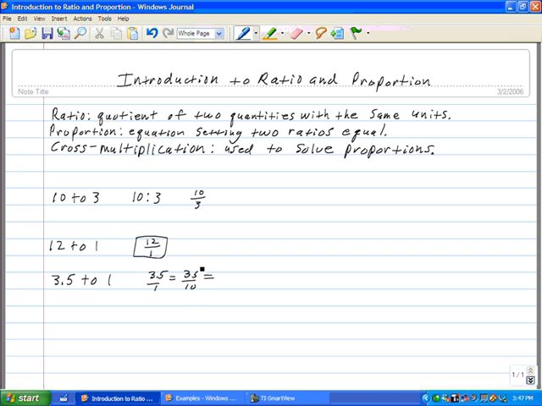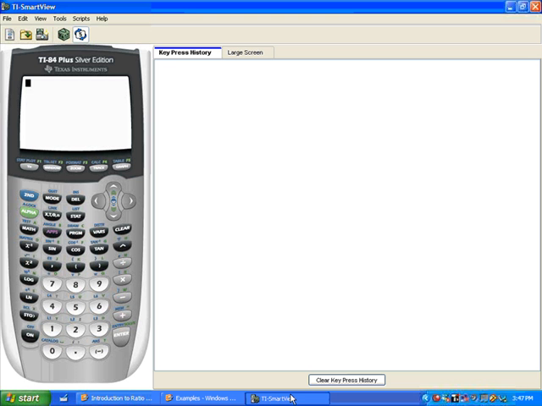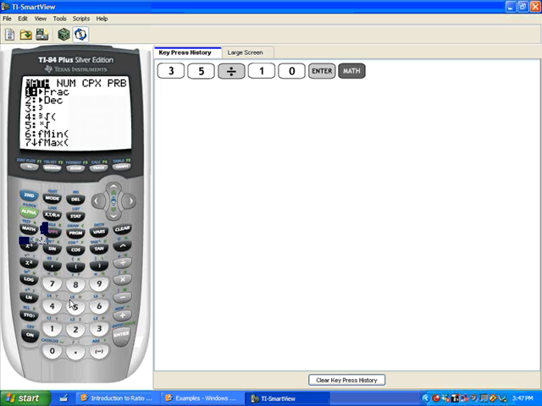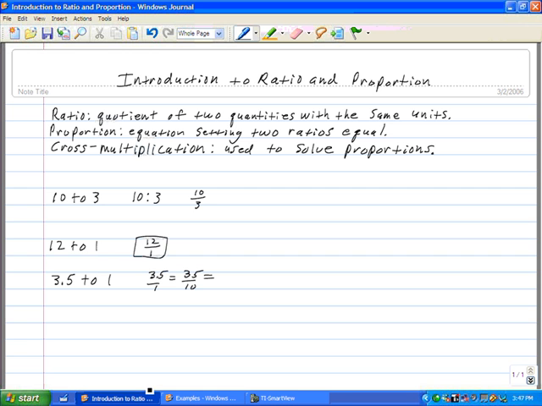For example, in this fraction, 35 over 10, we can put it into the calculator as a fraction, ask the calculator to turn it into a decimal, and then when the calculator turns it back into a fraction, it'll tell us that that is actually 7 halves. So 35 over 10 simplifies to 7 halves.